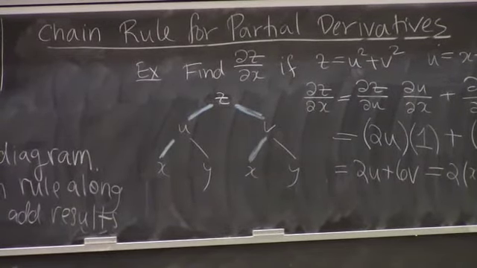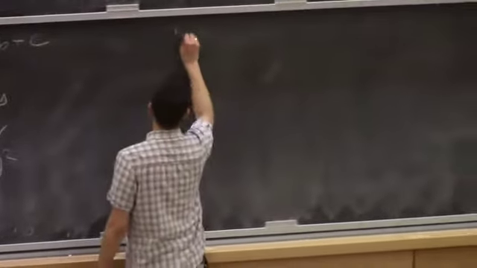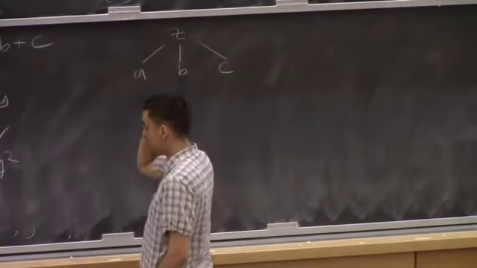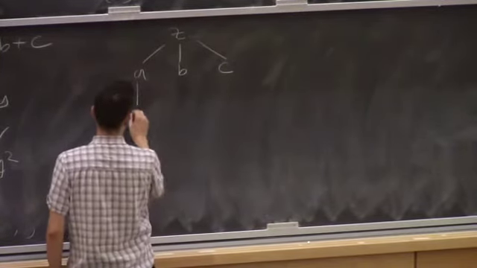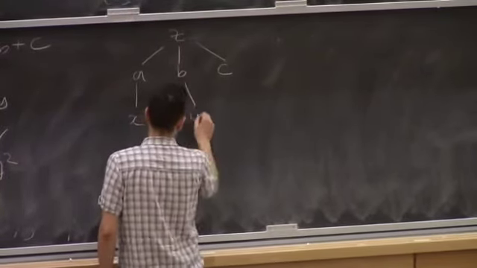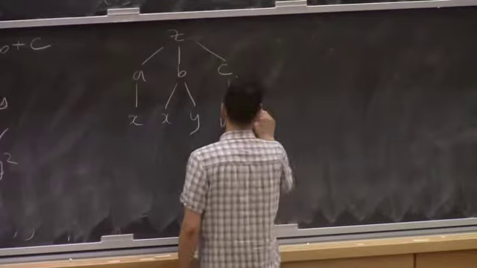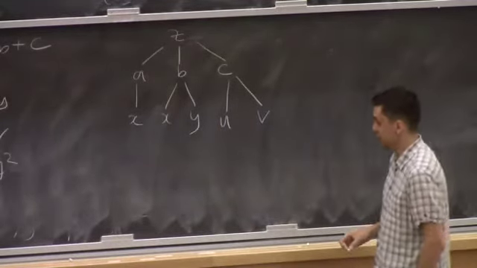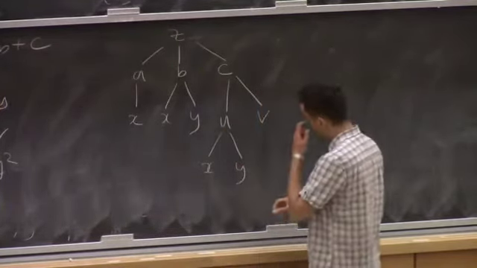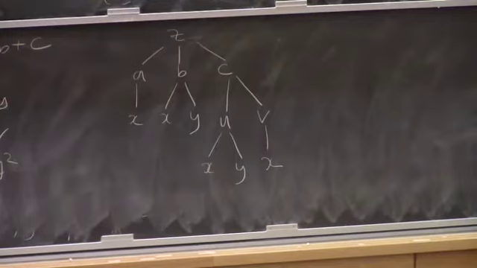Okay, so let's try and solve this thing by drawing the dependence diagram. So here we've got Z depends on A, B, C. A depends on X. B depends on X and Y. C depends on U and V. U depends on X and Y. And V depends on X. Okay, are there any questions about how that dependence diagram comes about?